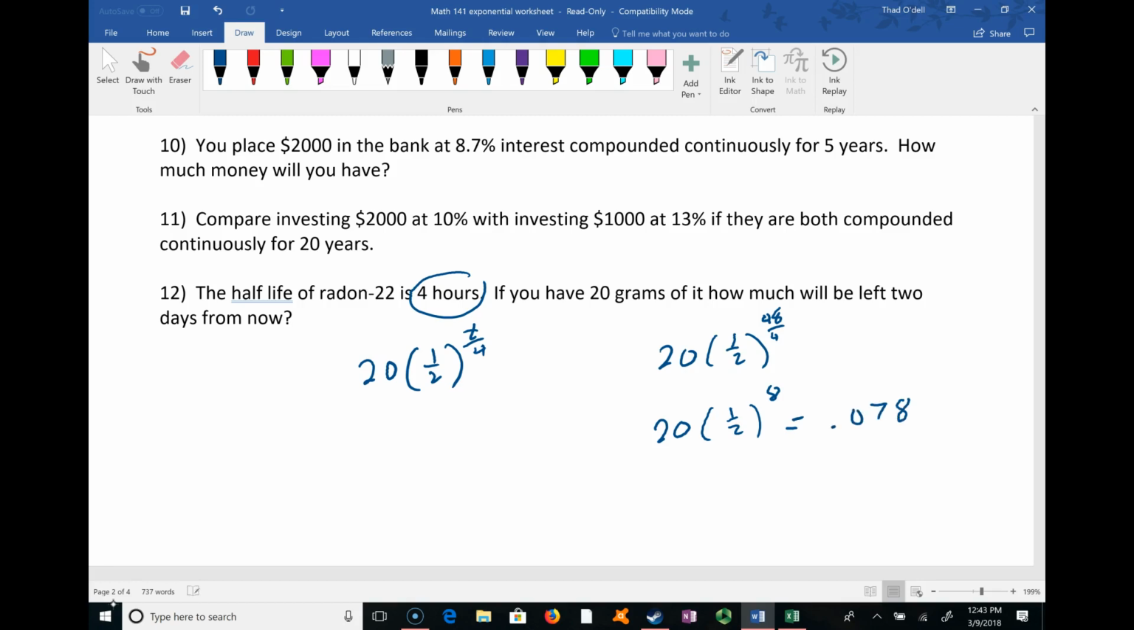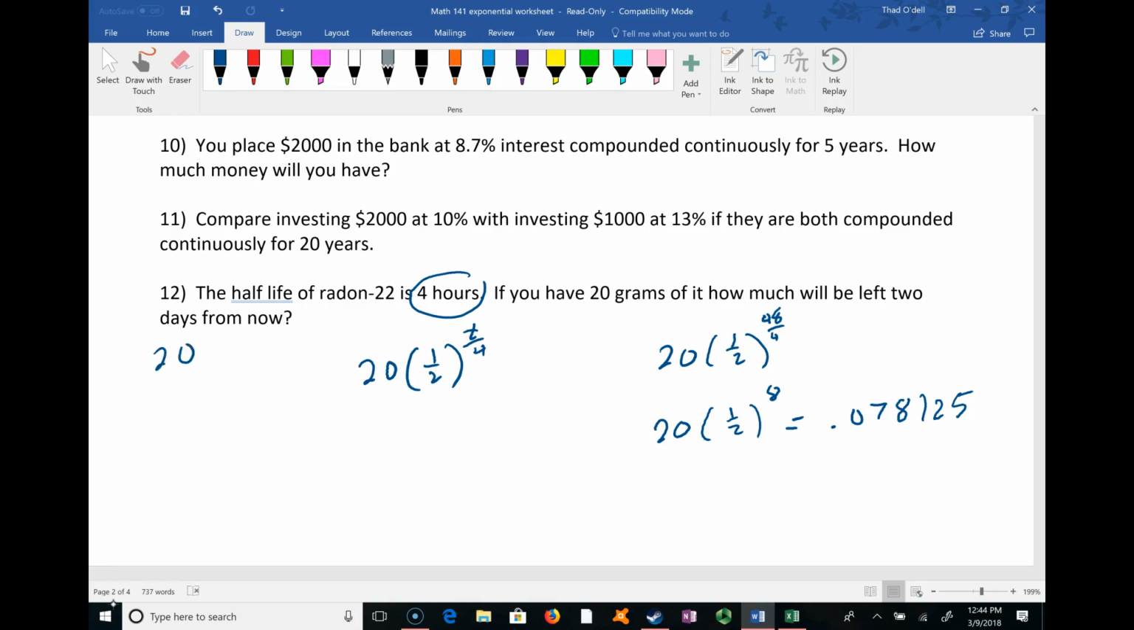0.078. So there's not much left. There's been a lot of halving going on there. It's actually exactly 0.078125. So in 48 hours, there'd be 8 halvings going on. So if you can actually kind of picture that.